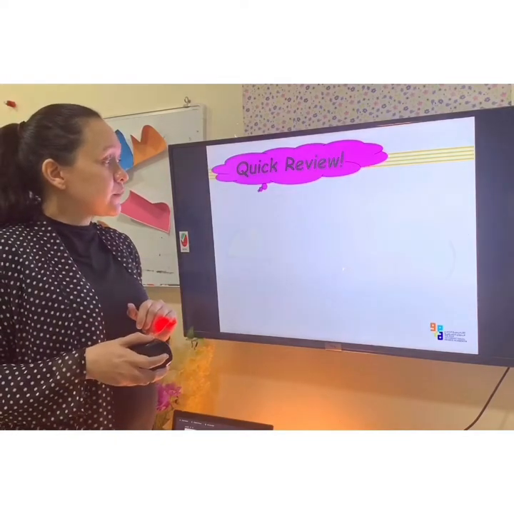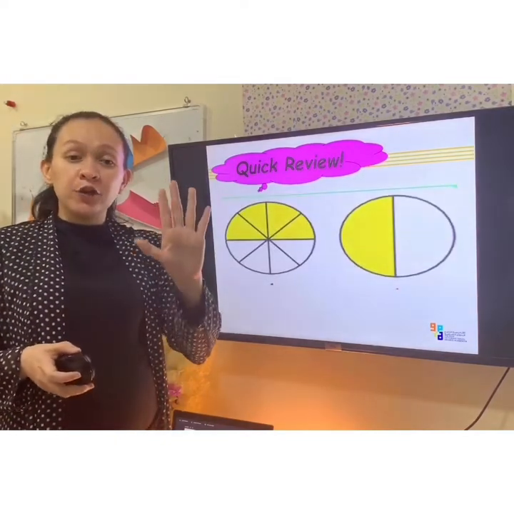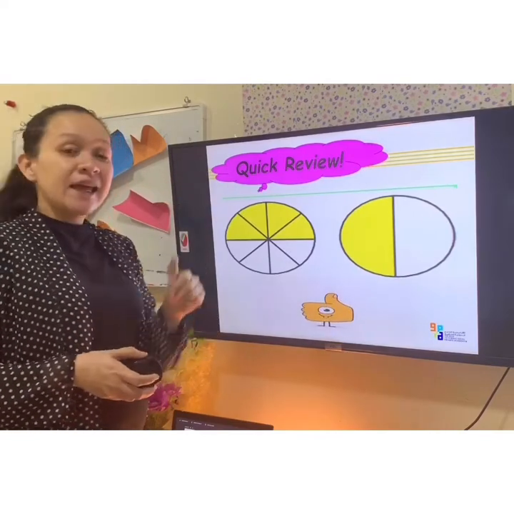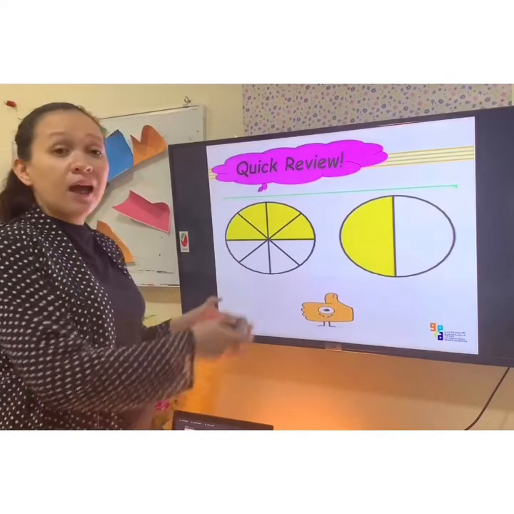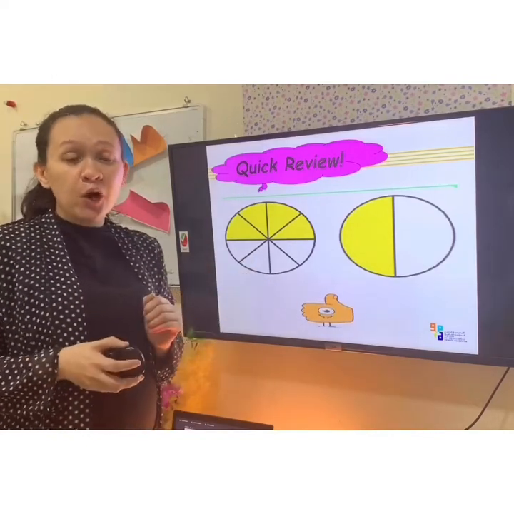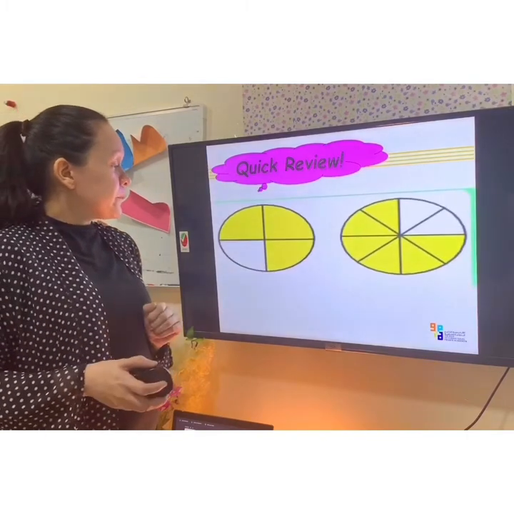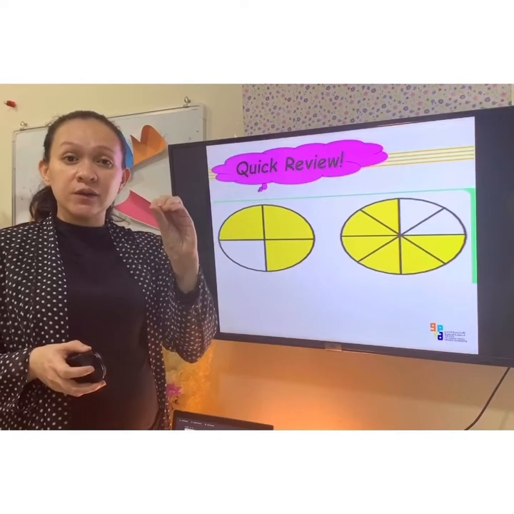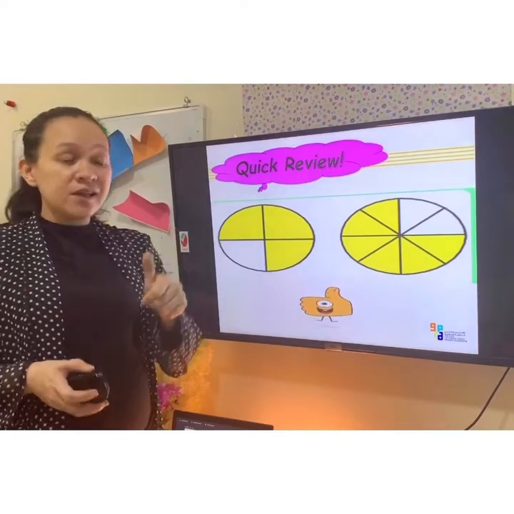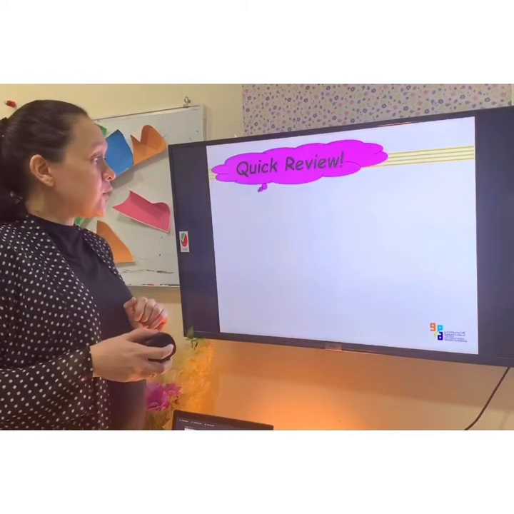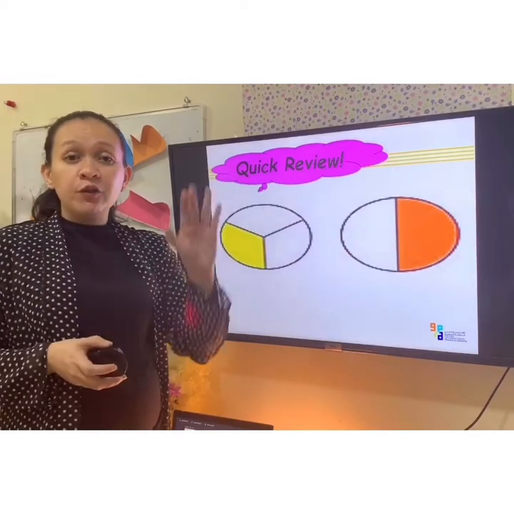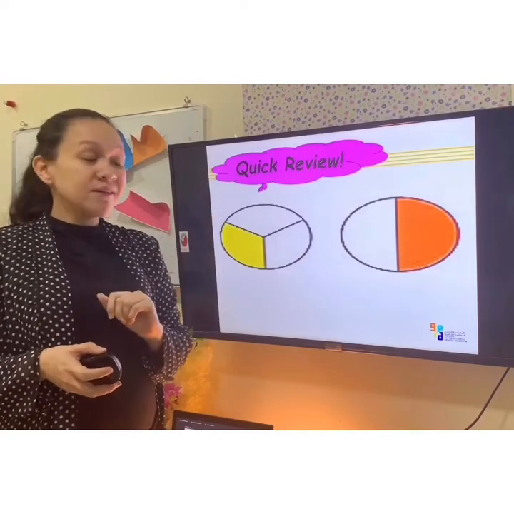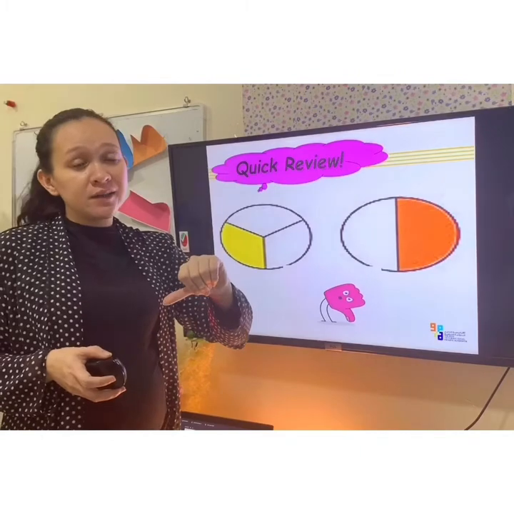How about here? 5, 4, 3, 2, 1, 0. The answer is yes, they are equal. They have the same number of shaded parts. How about here? 5, 4, 3, 2, 1, 0. The answer is yes, they are equal. How about the last figures? 5, 4, 3, 2, 1, 0. The answer here is no, they are not equal.